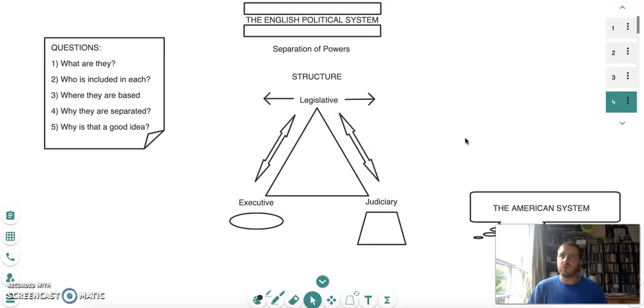So the legislative, what comes to mind when you think of the legislative? Yeah, so that would probably be Parliament, where we make the laws. That's the legislative. The executive, any ideas there? Hopefully the shapes give you a bit of a clue. Yeah, so the executive is of course the Prime Minister as well as his crew, which is known as the cabinet, which are the ministers.